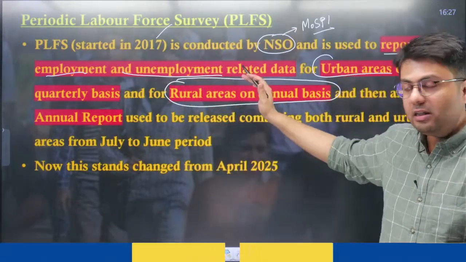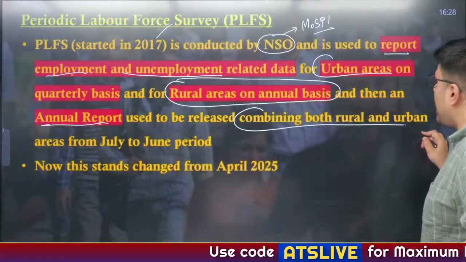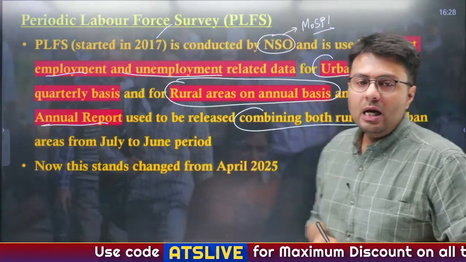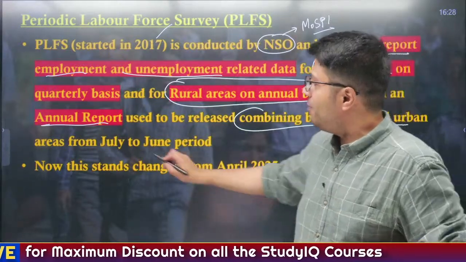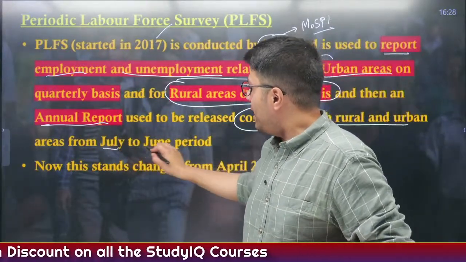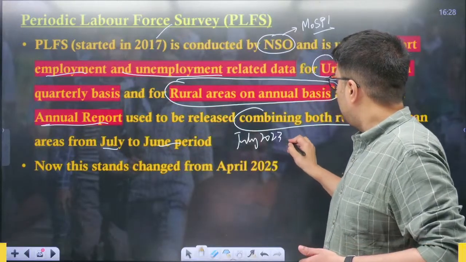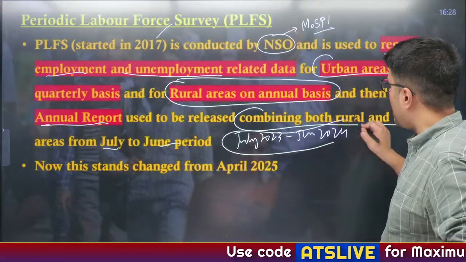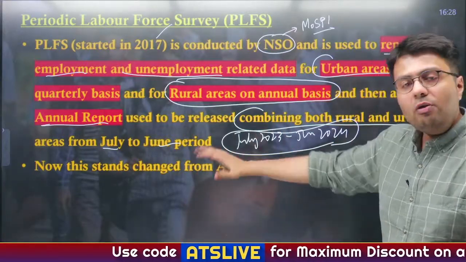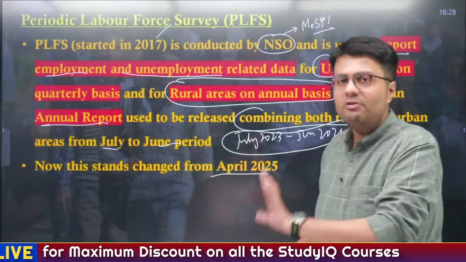And then after this, an annual report was also published by PLFS, which combined the data for both rural and urban area, right? Now this annual report usually by the PLFS was given for the July to June period. So July 2023 to June 2024 is how the reports were earlier published. Now this will be changed from last month, that is April 2025. How this will be changed, I will tell you, do not worry.